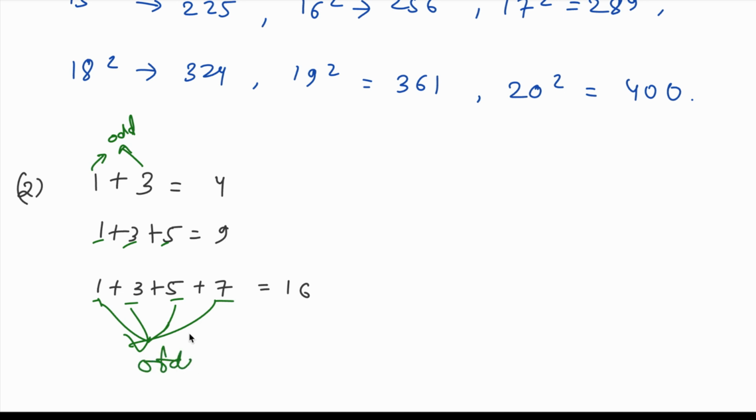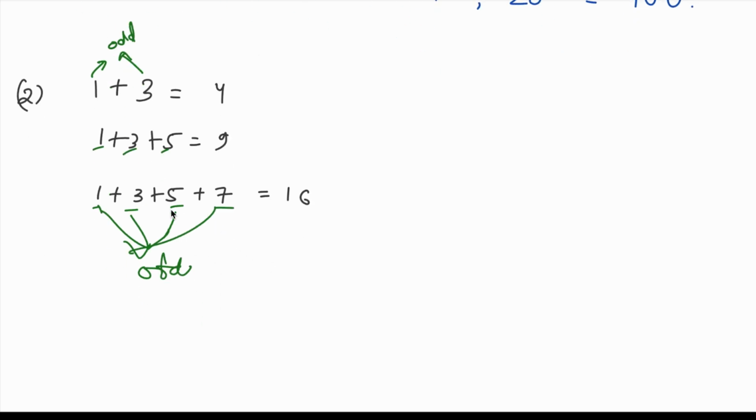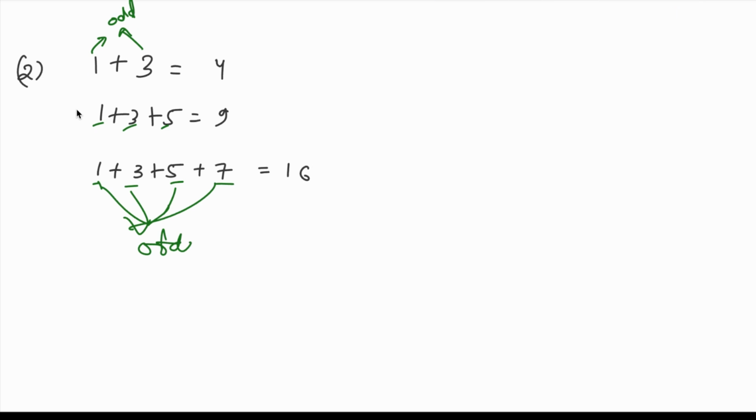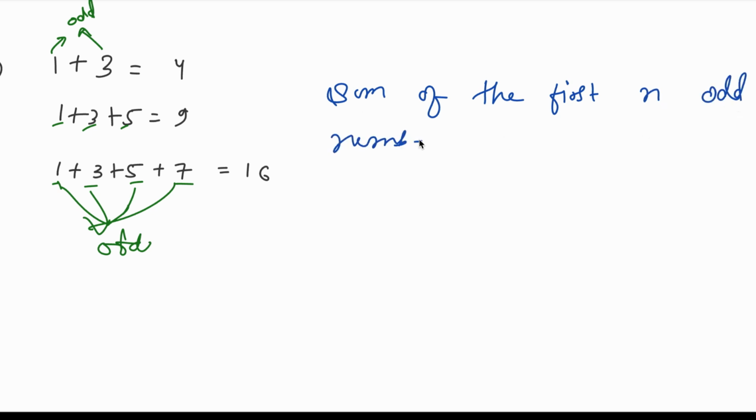Okay. So now if you want to find the next term, you would simply add all these numbers, right? But this is not the way of doing it. We have a very simple formula for this, which is called the sum of the first n odd numbers equals n square.